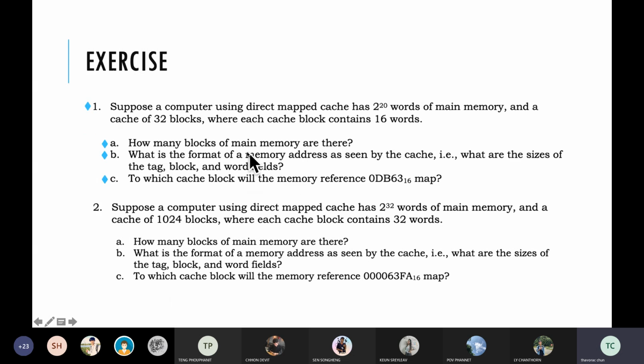Actually, I talked about this previous exercise here. Like we talked about before, here the cache block contains 16 words. So if you see the word here, it means that the main memory is word addressable. If they say something like 2 power 32 bytes, you can assume that the main memory is byte addressable. And normally, in each exercise, they always tell you what the size of the block is.